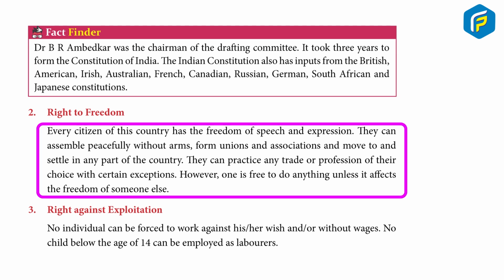2. Right to freedom. Every citizen of this country has the right of freedom of speech and expression. They can assemble peacefully without arms, form unions and associations, and move to and settle in any part of the country. They can practice any trade or profession of their choice with certain exceptions. However, one is free to do anything unless it affects the freedom of someone else.